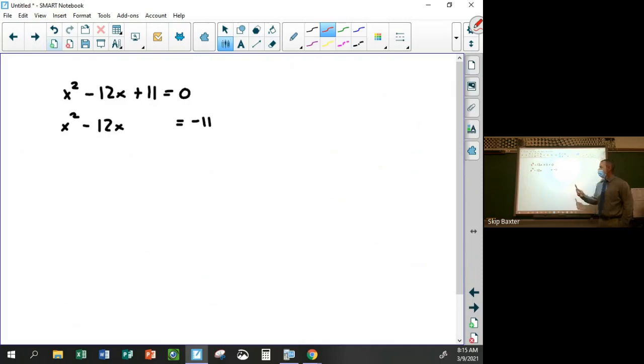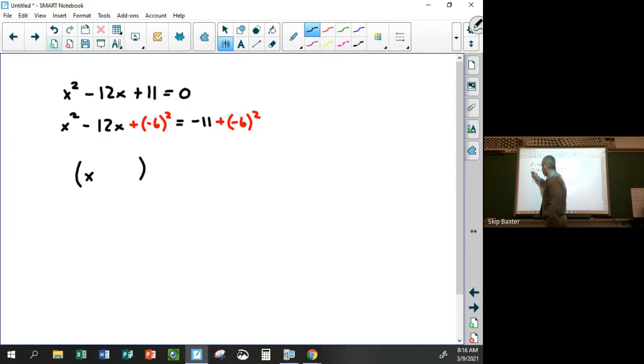Now I'm going to complete the square. So I'm going to take half of -12. What's half of -12? Negative 6. And I'm going to add negative 6 squared to both sides. Now, the reason why I left it as negative 6 squared and I didn't write plus 36 is because the next step is to factor, and I know it's going to be whatever is here plus whatever is here. It's going to be x minus 6 squared.